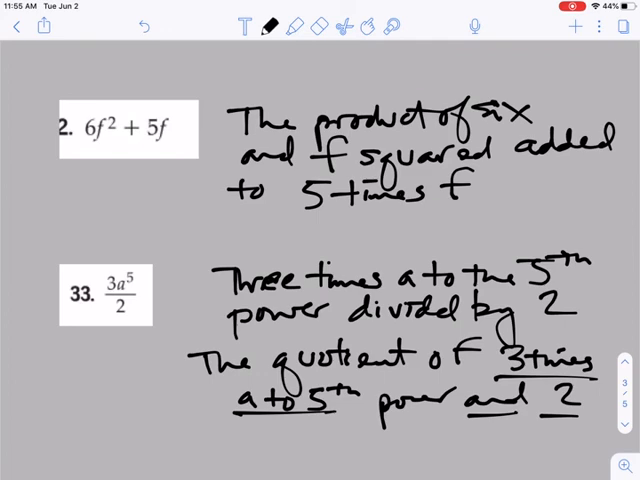So there are a number of different ways you can write these things. I think it's more important to be able to read the words and write an expression down rather than to be able to do this. But this is kind of where we start, because in the next video we're going to talk about going the other direction.